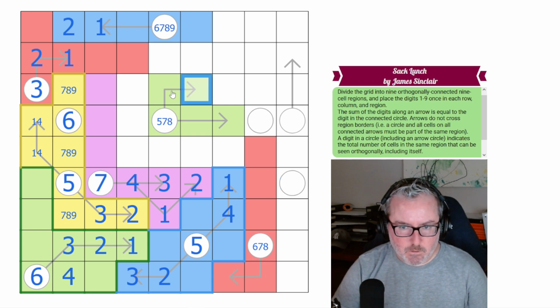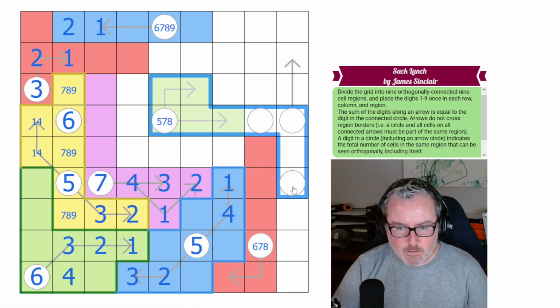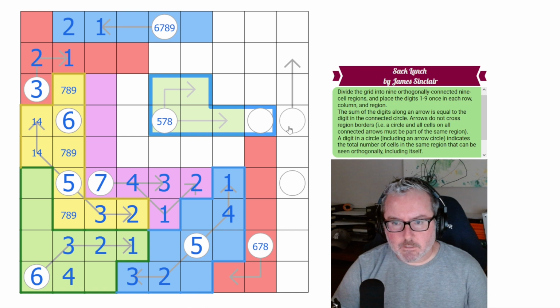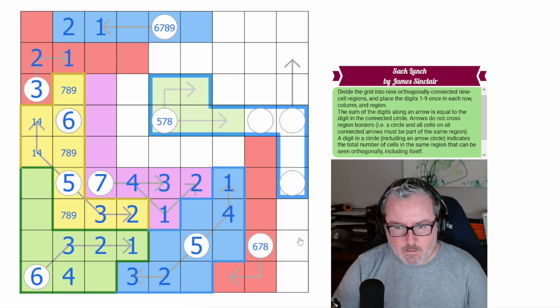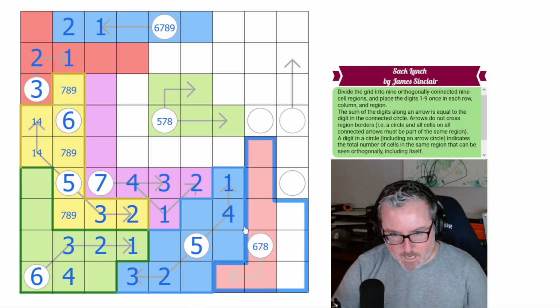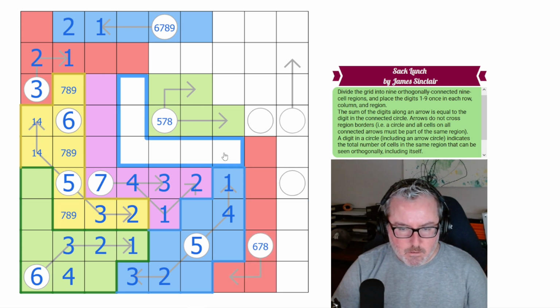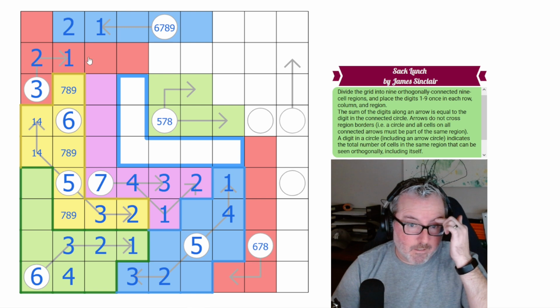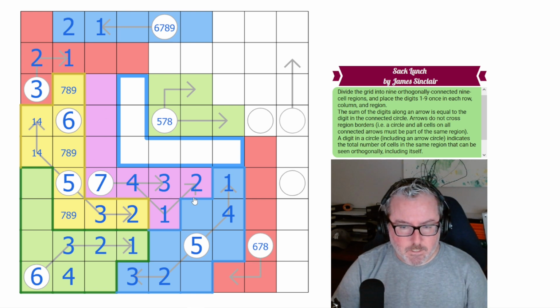It's not going to be green. 1, 2, 3, 4, 5, 6, 7, 8, 9. Oh, maybe it could be green. 6, 7, 8, 9. These 3 could go with the red to create 9. And then these cells would have to be split between purple and red. Purple can only take on one. Oh, so that wouldn't work. Okay, so that's how that does not work.